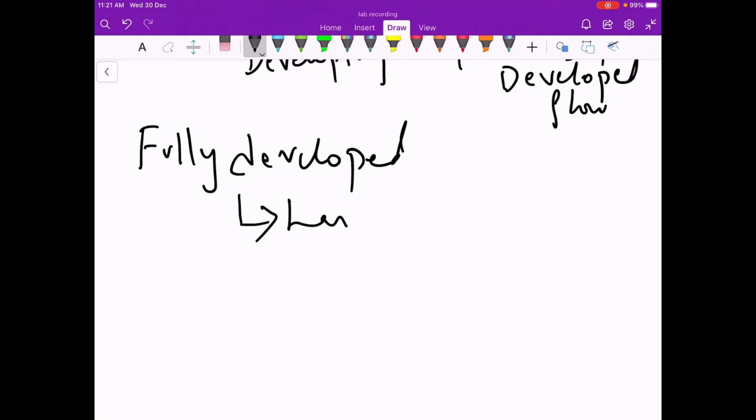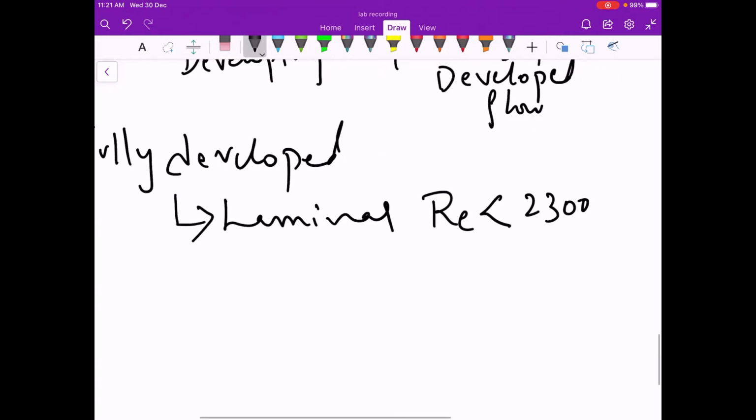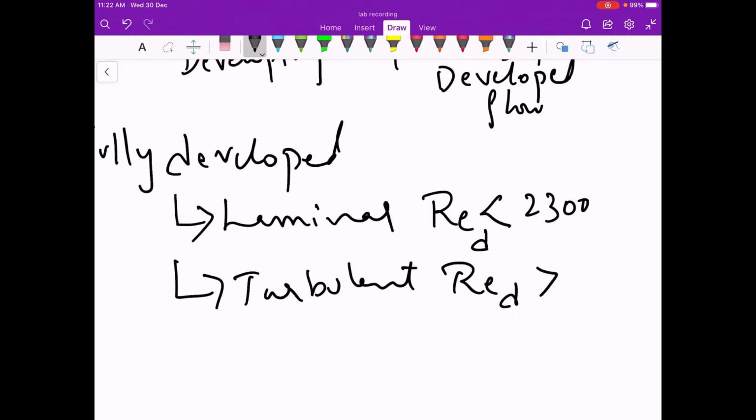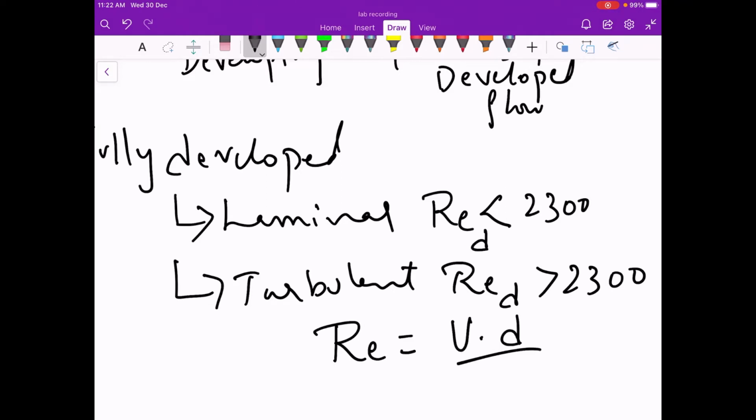Now if we consider the flow to be fully developed, here also the first thing is laminar or turbulent. How do you find out whether the flow is laminar or turbulent? Based on the Reynolds number. We call it laminar if the Reynolds number is less than 2300, and turbulent if Re_D is greater than 2300. That means Re is equal to U times D divided by nu. In calculating the Reynolds number for internal flows, your x becomes D here.